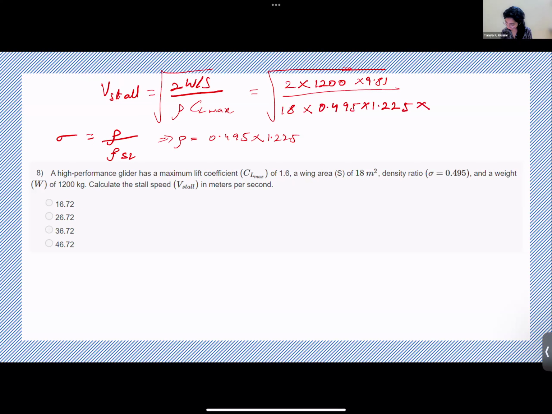into CL max is 1.6. What is the answer? Okay, so 36.72. It's 36.717 meters per second. So 36.72.